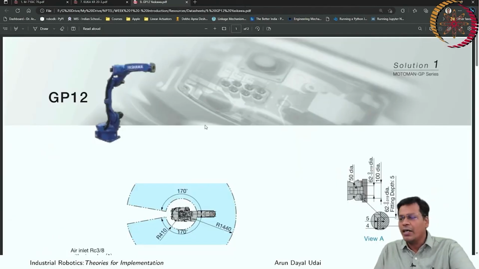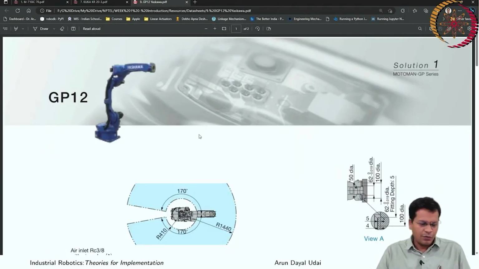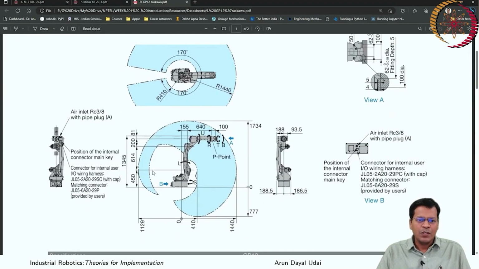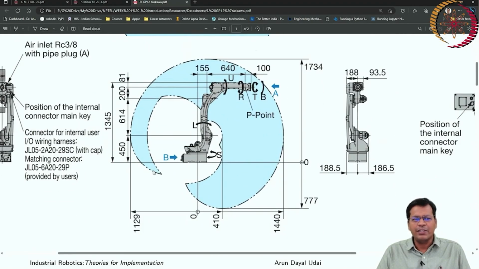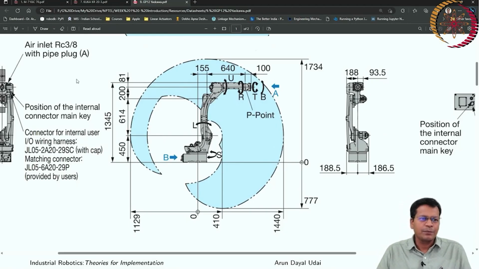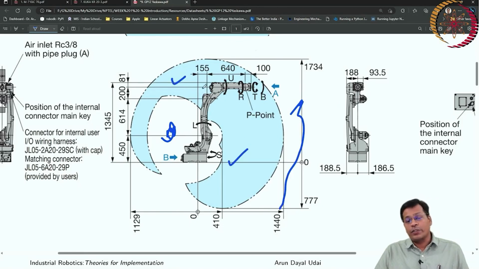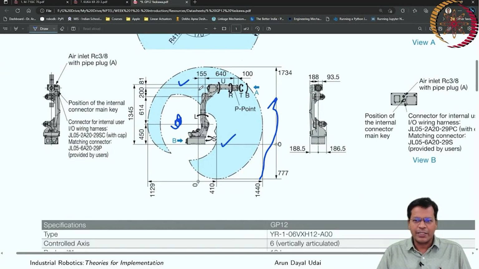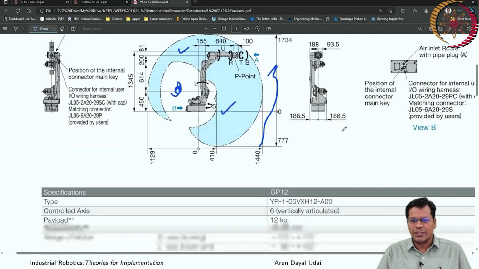So yes, this is one of the real data sheets which you can see. This is for the Yaskawa GP12, my robot only. This is the workspace which is given in the data sheet. You see, this is the working envelope, right? These are the places where the robot cannot go, and these are the places where it can go. It is a complex shape all over, and for different views it is given.